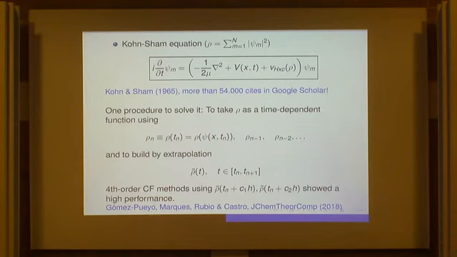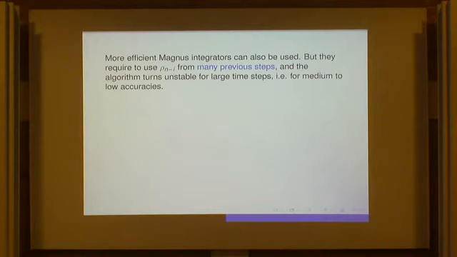Similarly, I saw that this can be improved very easily because we can use even more efficient commutator-free methods or other kinds of Magnus integrators for this kind of problem. So more efficient Magnus integrators can also be used, but obviously if we introduce more efficient schemes, this implies that we need more accurate values of the density function. This means that we need values of this from many previous steps. And this is a big problem.